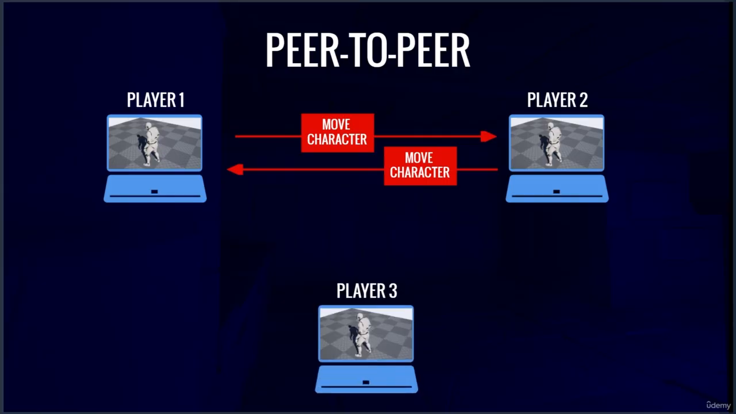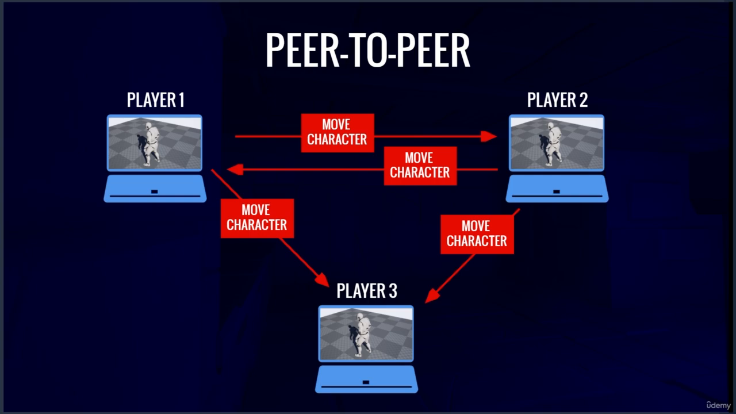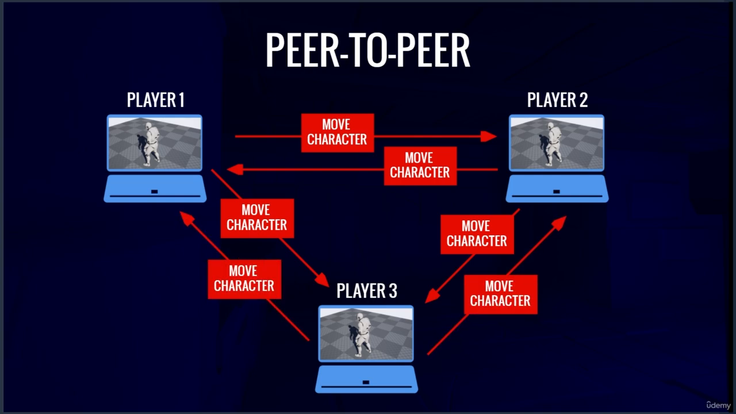Imagine that we have a third player. Now, whenever player 1 moves their character, they must send that information not only to player 2, but to player 3 as well. Likewise, when player 2 moves their character, they must now send that information to players 1 and 3. And when player 3 moves their character, they must in turn send that information to players 1 and 2. This results in a great deal of data being transmitted across the network, and this doesn't scale well for games with lots of players.